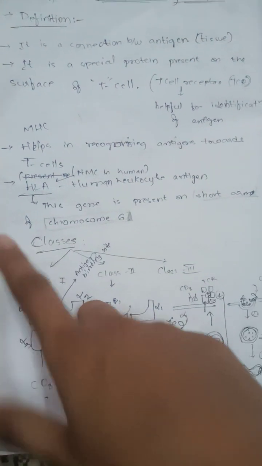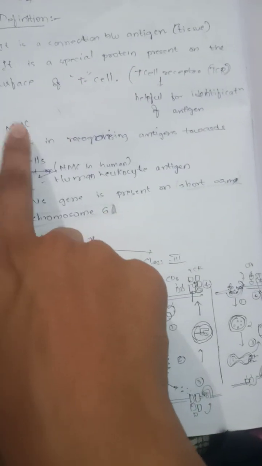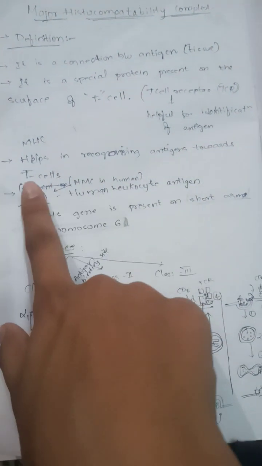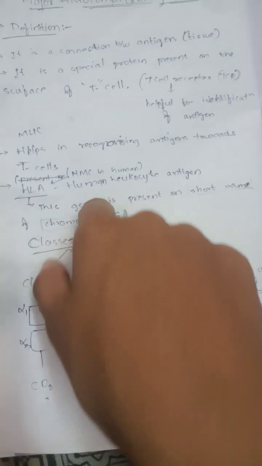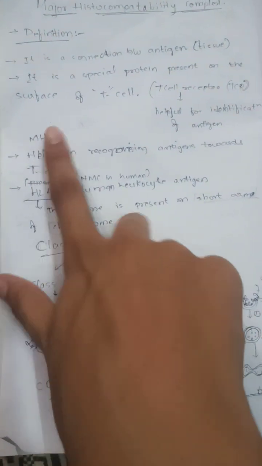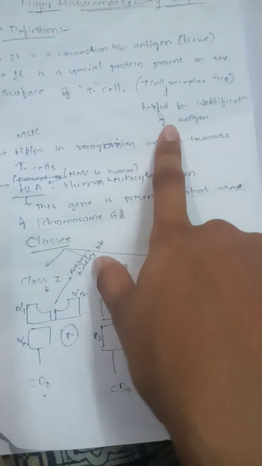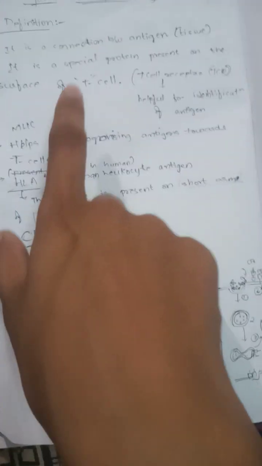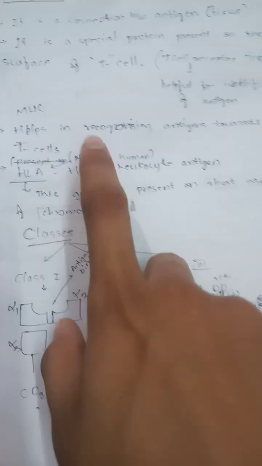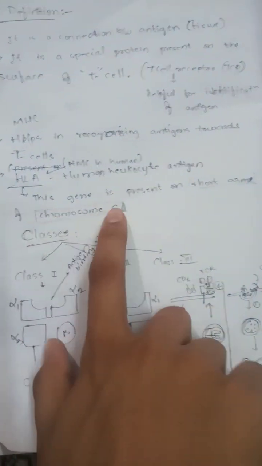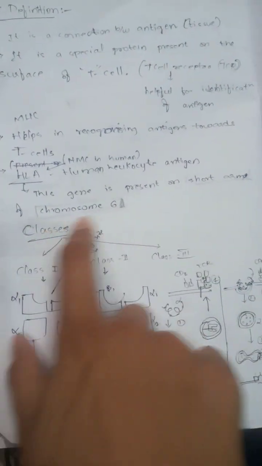Firstly, what is the function? The MHC function is to help in recognizing antigen towards the T cells. T cells don't know what kind of antigen is present and how to recognize it, but MHC are the receptors, TCR present on the T cells, which help in recognizing antigens towards the T cells. So the MHC in the human body is known as HLA, that is, human leukocyte antigen. This HLA gene is present on the short arm of chromosome 6.